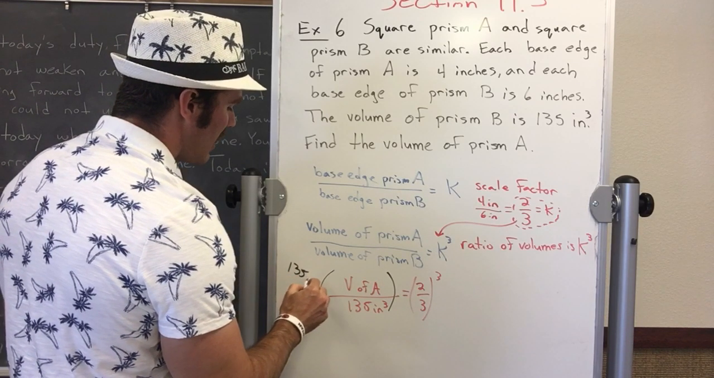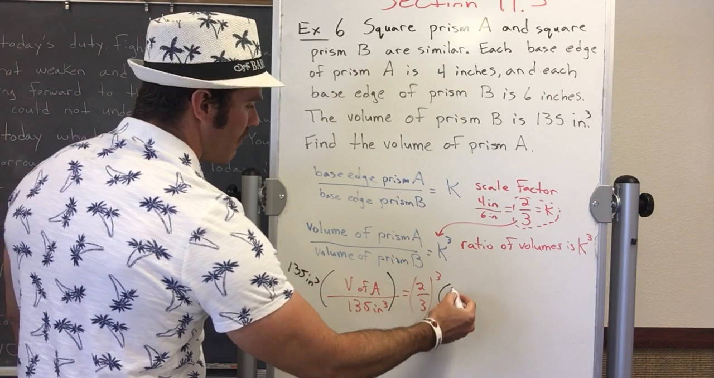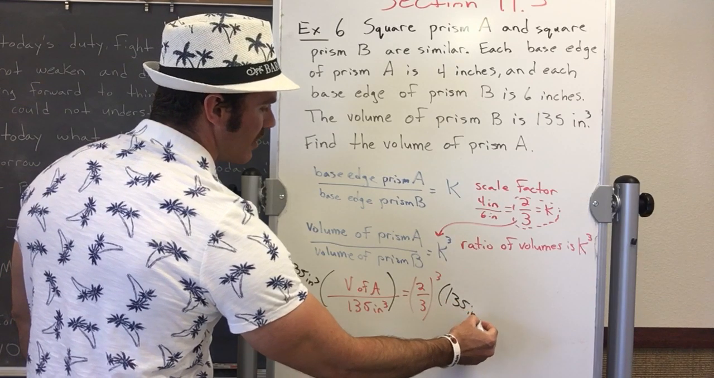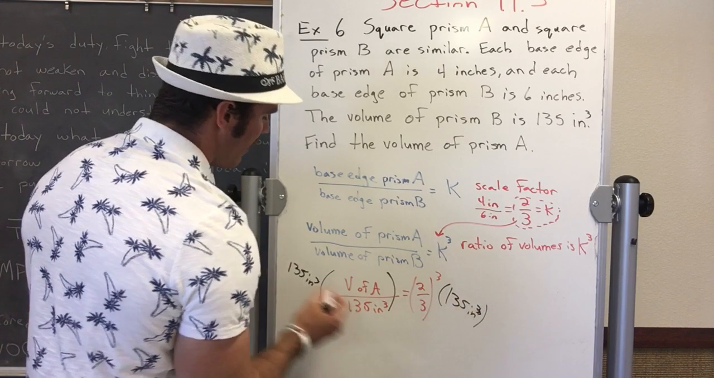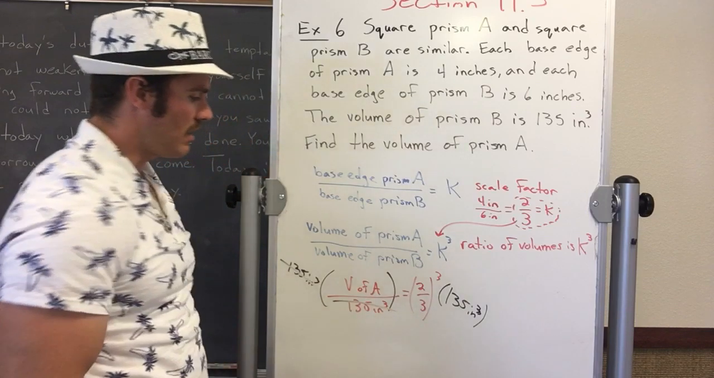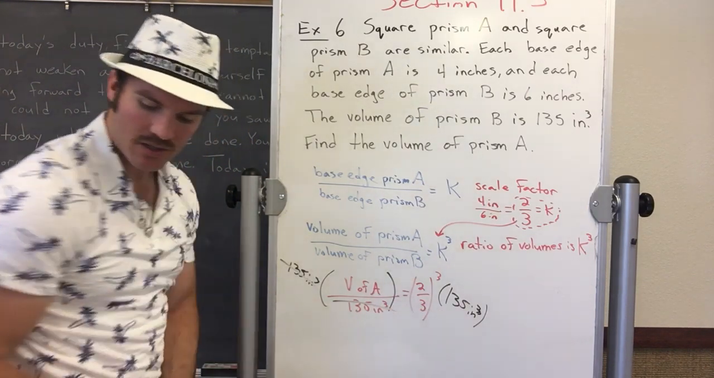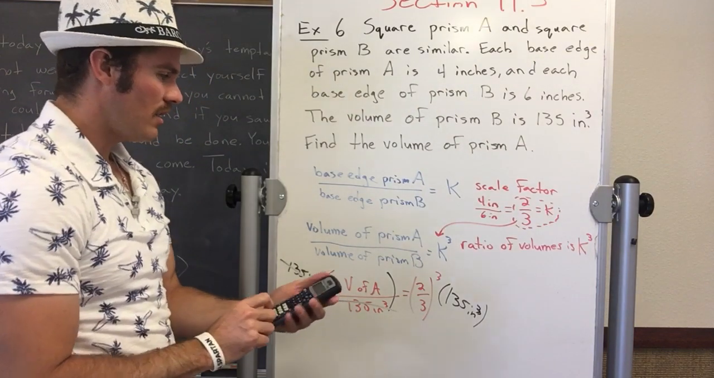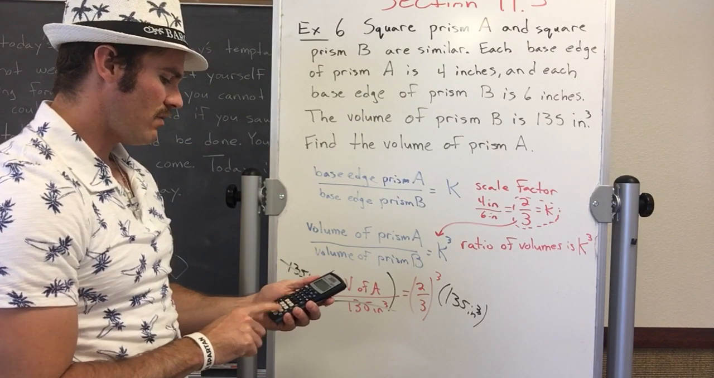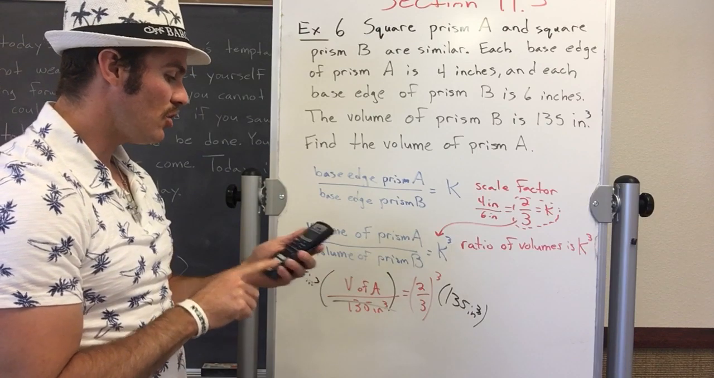Okay? Now, in order to solve for volume of A, we need to get it all by itself by multiplying both sides by 135 inches cubed. That way we can get rid of it there, and then we're left with our information there. Now I'm going to use my calculator. I'm going to do 2 divided by 3, and then I'm going to cube it.